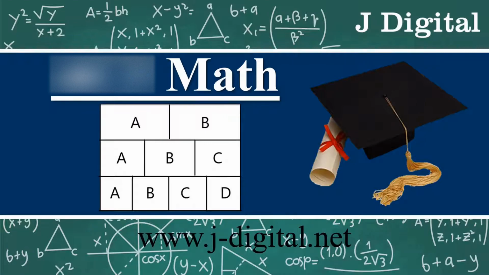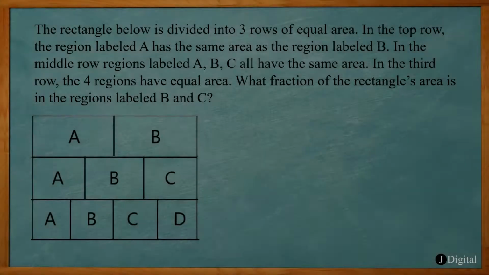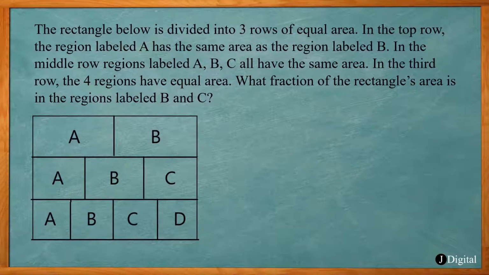In this video, I'll go over an ACT math problem that dealt with fractions. So this problem reads, the rectangle below is divided into 3 rows of equal area. In the top row, the region labeled A has the same area as the region labeled B.